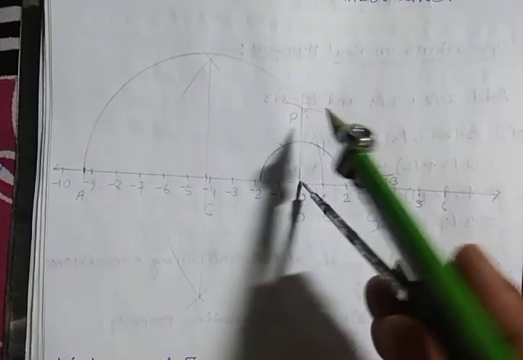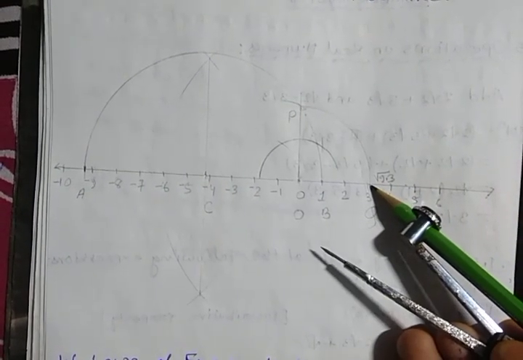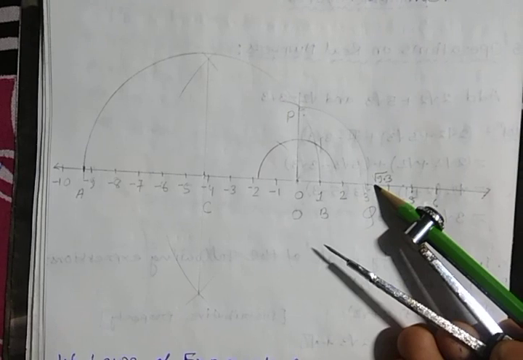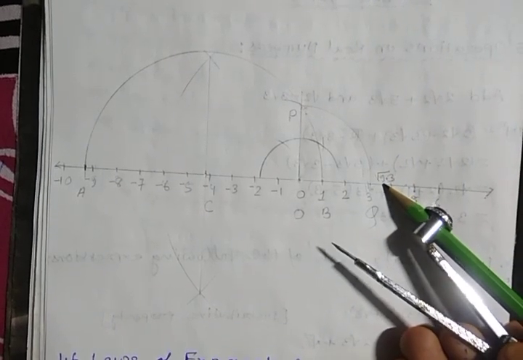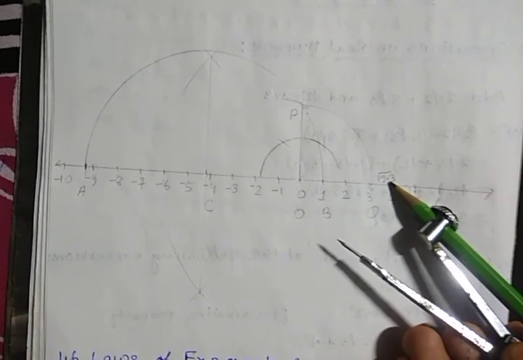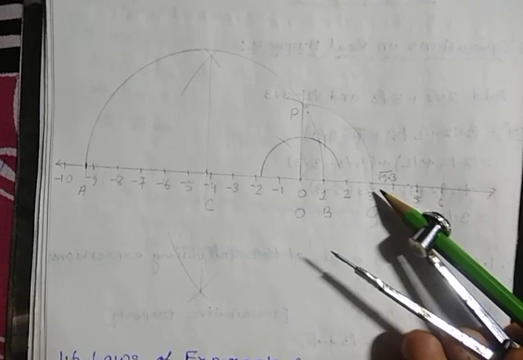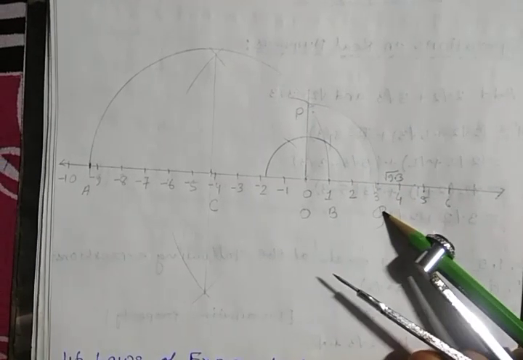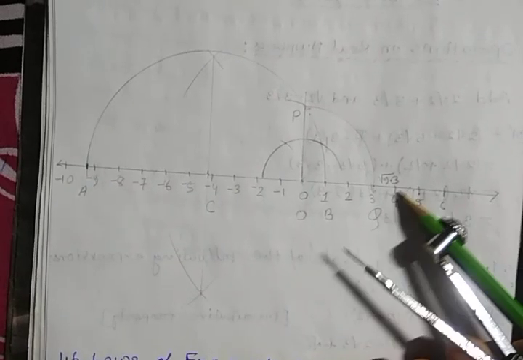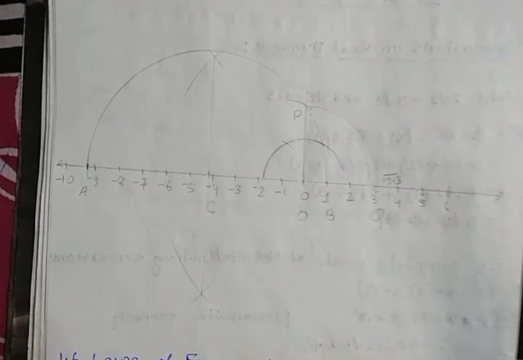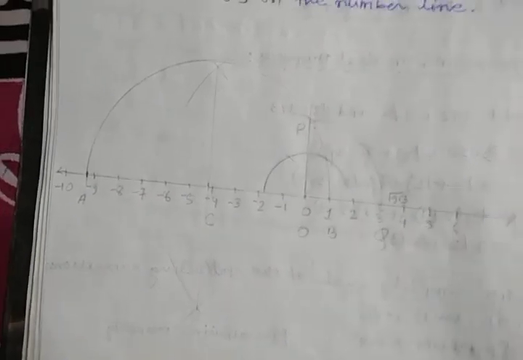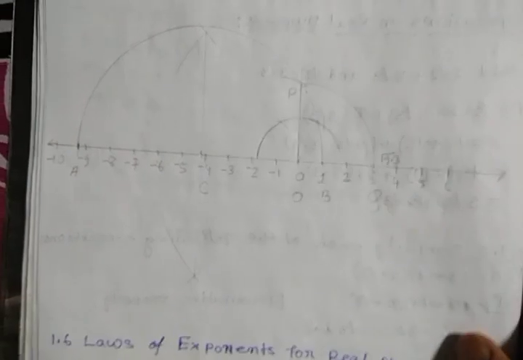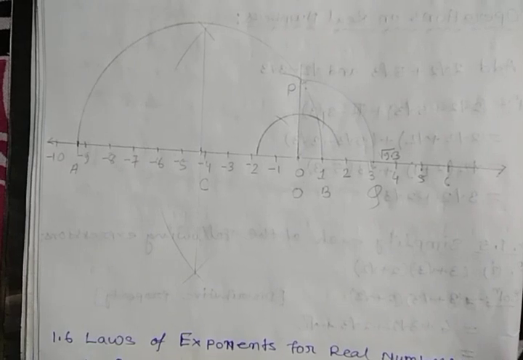Then by measuring this length you have to cut the number line. So here will be the point. This point is actually root over 9.3, because, you know, root 9 means 3, and root over 9.3 means 3 point something. So after 3 it will be the point. This is the point Q, and that is root over 9.3. So this is the place of root over 9.3 on the number line. In this way you can represent root over 9.3 on the number line.